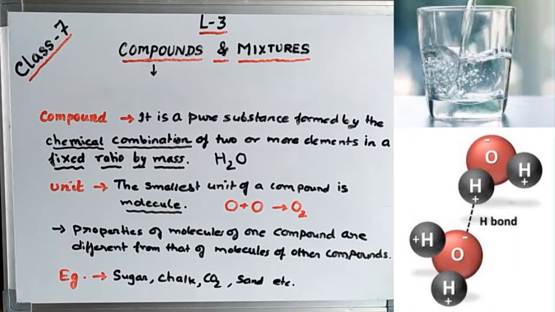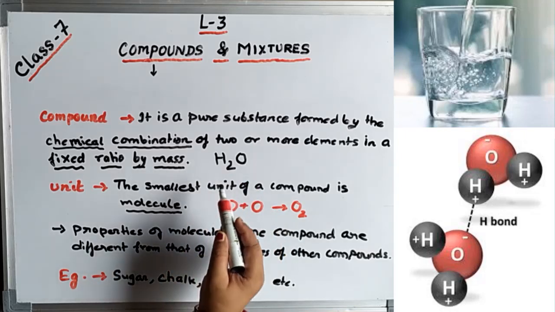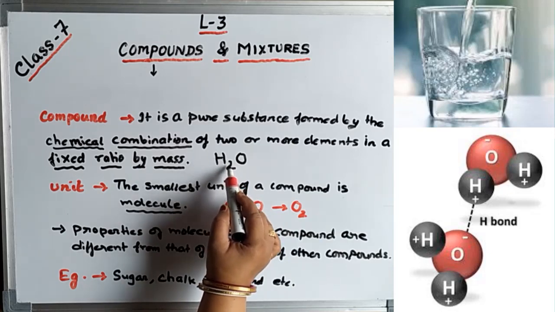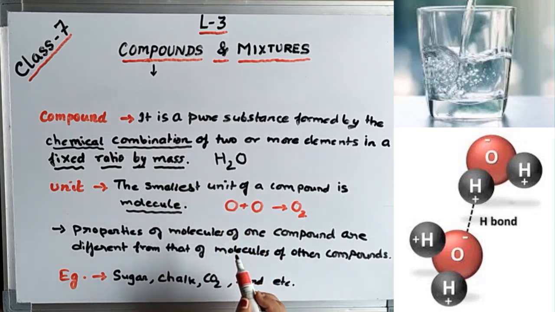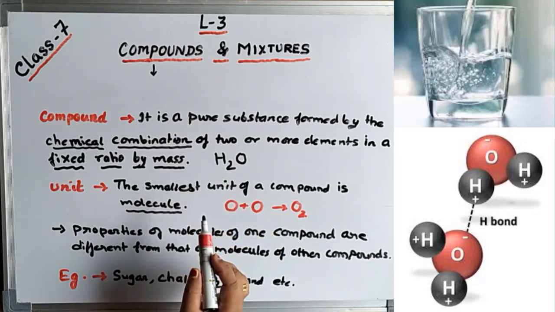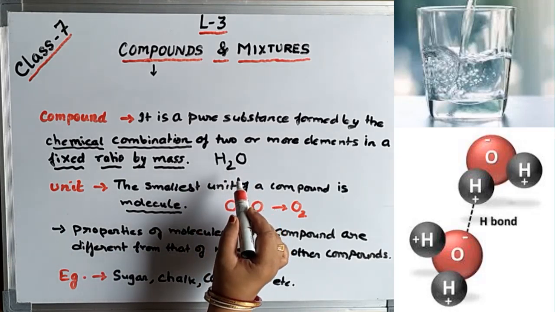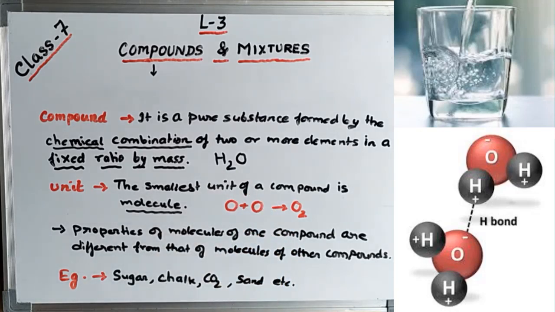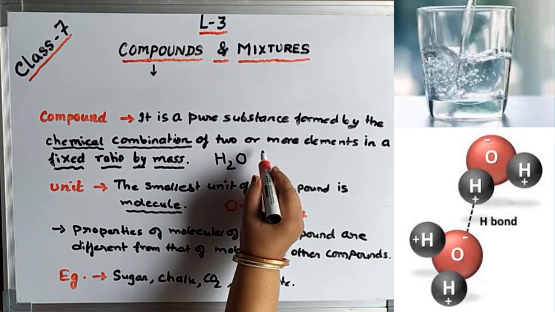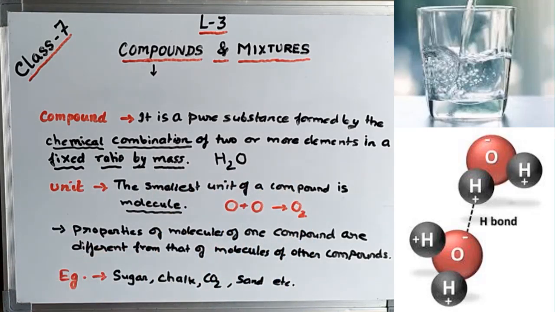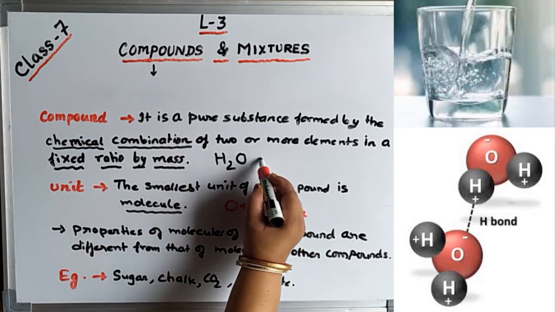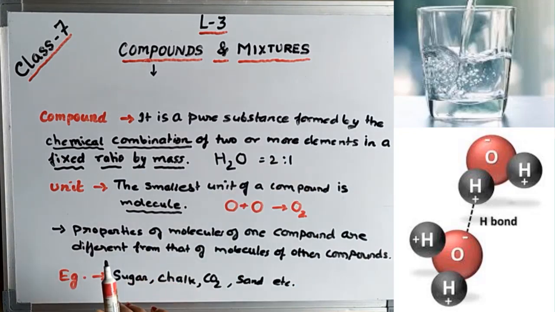H2O is a compound. It is made up of two elements, hydrogen and oxygen. And what is the ratio? You know that the atomic masses are: hydrogen is 1 and oxygen is 16. Since two hydrogens are combined here, it is 2 to 16. If you divide both, you will get 1 to 8. So by mass they are combined 1 to 8. Mass means atomic masses we are talking about. And the ratio of atoms is 2 to 1. In this way the definition of a compound comes out.